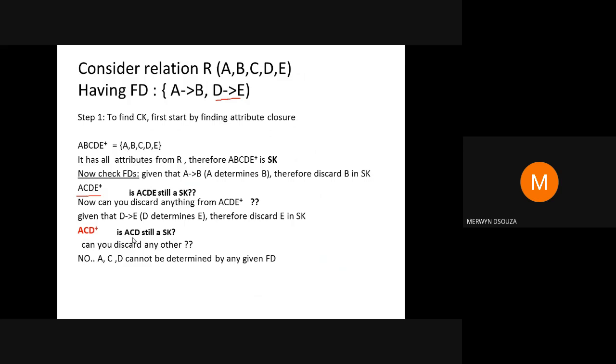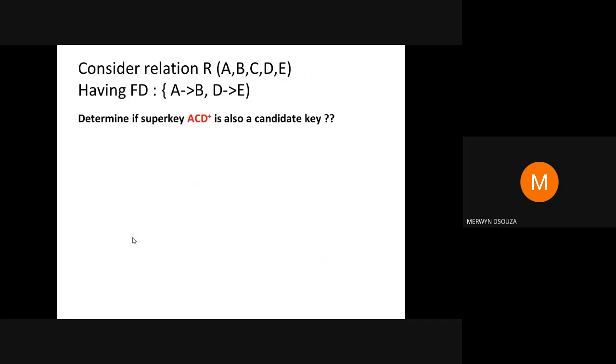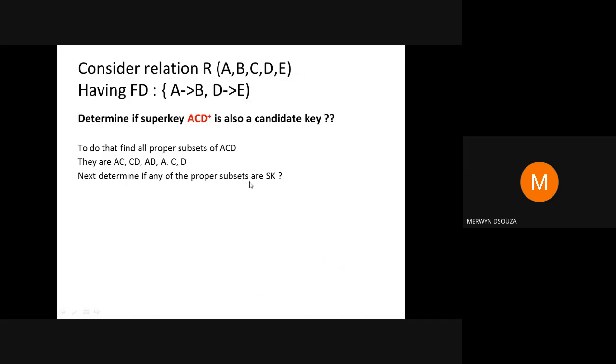Once you have found the minimal super key, you need to go to the next step. Can you check whether your minimal super key is now a candidate key? To find out a candidate key, you'll find all the proper subsets of ACD. The proper subsets of ACD are AC, CD, AD, A, C, and D. Then you find out whether the proper subsets of ACD are super keys.